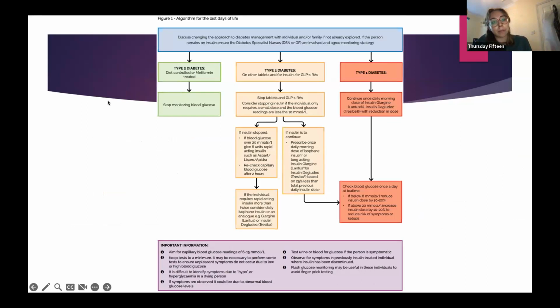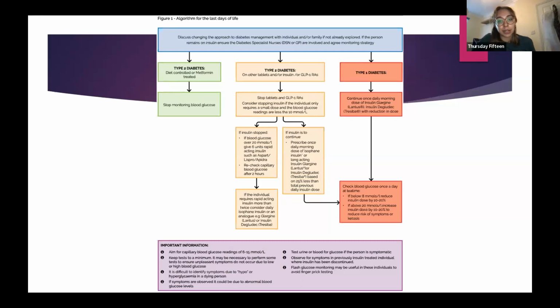So this is taken from Diabetes UK. If they have type 1 diabetes, they're at higher risk of going into DKA, which can be really unpleasant symptomatically. And at the end of your life, it's just not what you want. So you might continue once daily insulin with a reduced dose if their oral intake is reduced, a significantly reduced dose if they've been having hypos. And you want to be checking these patients' blood glucose once a day, if appropriate. If it's causing the patient lots of distress, then treat symptomatically.